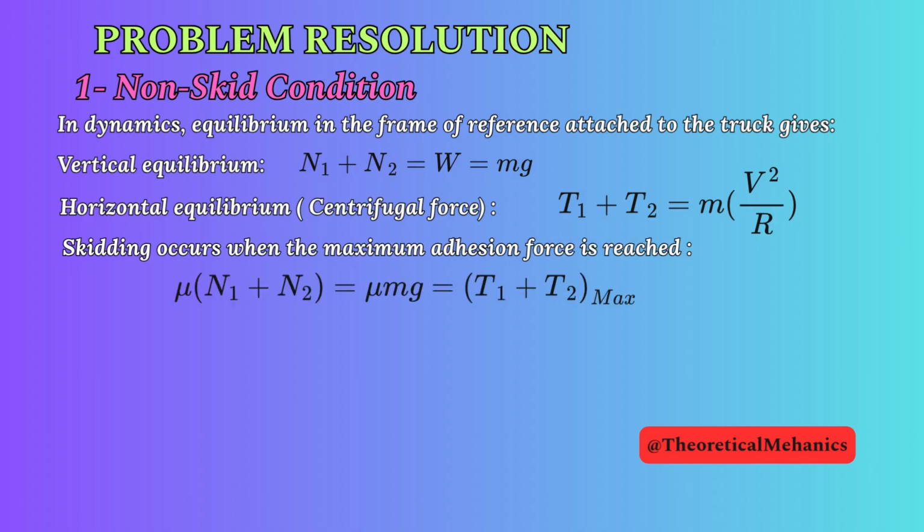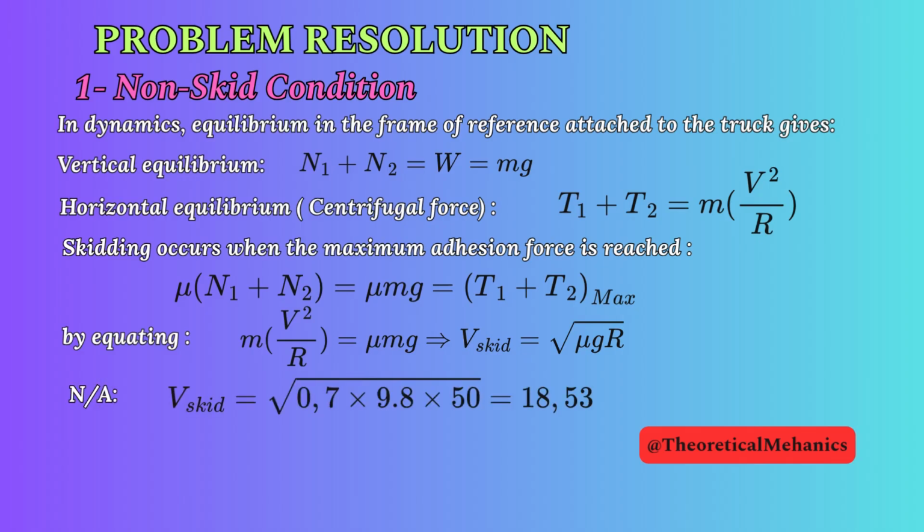Mu times (N1 plus N2) equals mu mg equals the maximum of T1 plus T2. Equating, m v squared over r equals mu mg, which gives v skid equals square root of mu g r. Let's apply the numerical values. V skid equals square root of 0.7 multiplied by 9.81 multiplied by 50, equals 18.53. Finally, we obtain v skid equals 18.53 meters per second, or 66.7 kilometers per hour.